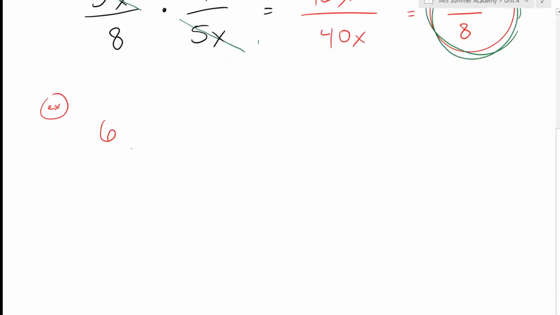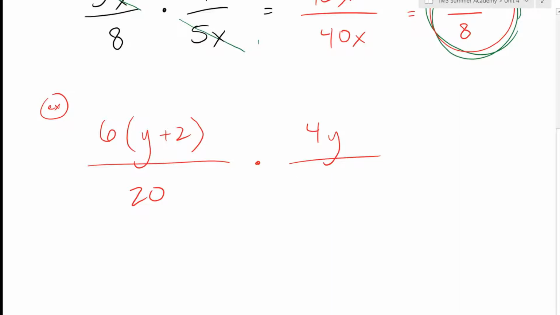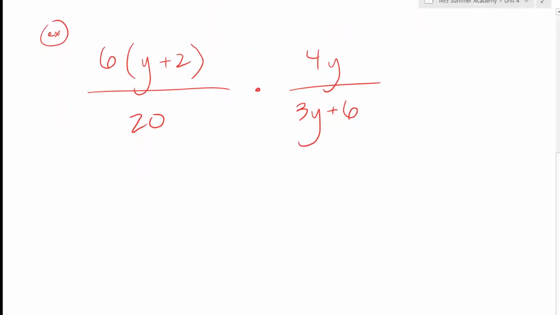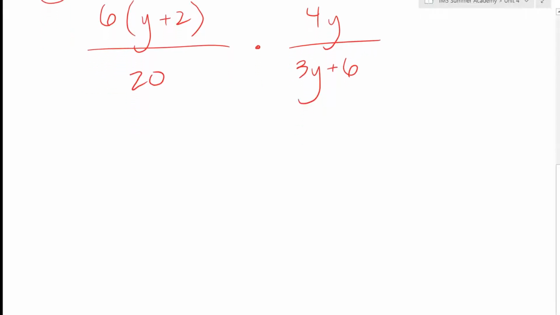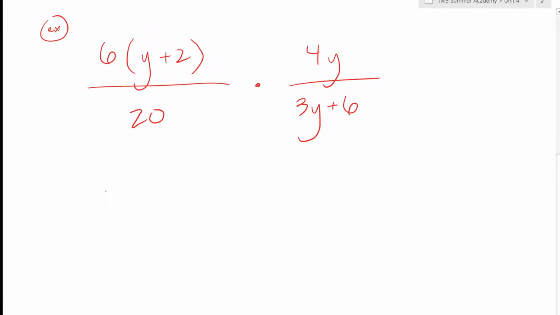So let's say we have 6y plus 2 over 20 times 4y over 3y plus 6. So now we have some binomials throughout here. So first thing I want to do is actually factor this time. On top, maybe I could multiply that out, but that's a lot of work. Let's see if stuff will factor out. So I can't factor this top left corner, so I'm going to leave that alone.